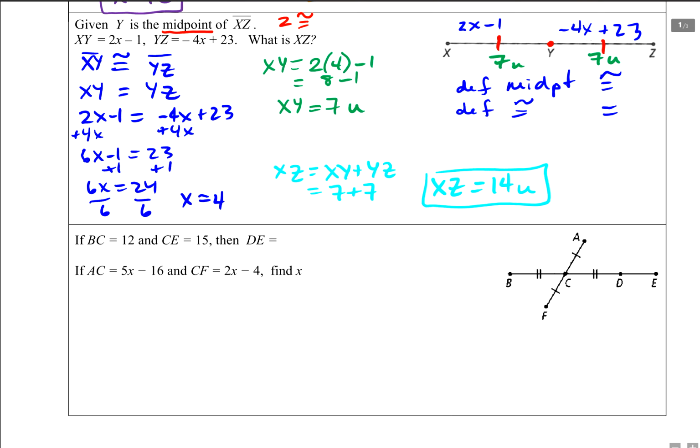Now, we also could have said the length of YZ equals negative 4 times x, which is 4, plus 23. So that equals negative 16 plus 23. And so we know that the length of YZ, 23 minus 16, is 7 units. So you can substitute in, or you can be smart about it and say they are congruent, therefore they have equal measure. Once you find one, you know both.